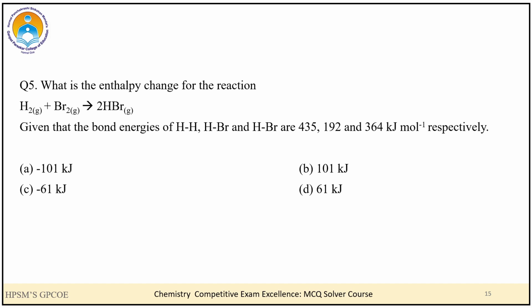The options are, let us look at the next problem. What is the enthalpy change for the reaction H2 plus bromine giving 2 molecules of hydrogen bromide? Given that the bond energies of HH, BrBr and HBr are 435, 192 and 364 kilojoules per mole respectively. The options are minus 101, 101, minus 61 and 61 kilojoules.